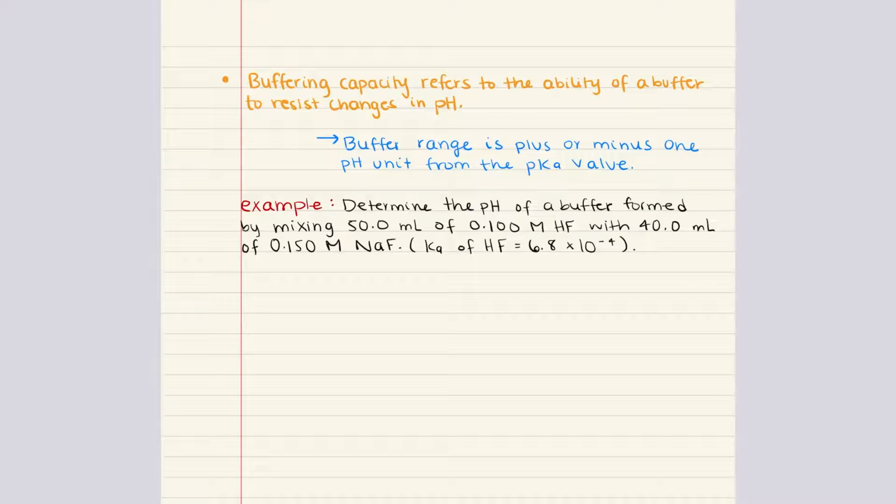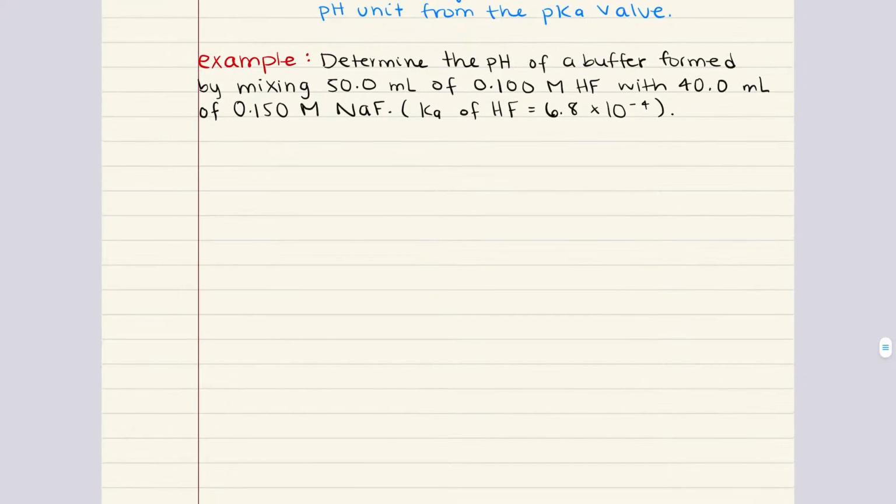Now, the buffering capacity refers to the amount of acid or base that a buffer can neutralize before the pH begins to change significantly. A buffer works best when the concentrations of the weak acid and its conjugate base are roughly equal. If one component is much more concentrated than the other, then the buffer becomes less effective because it can only neutralize a limited amount of added acid or base before the system is overwhelmed. With that being said, let's jump into a practice problem.